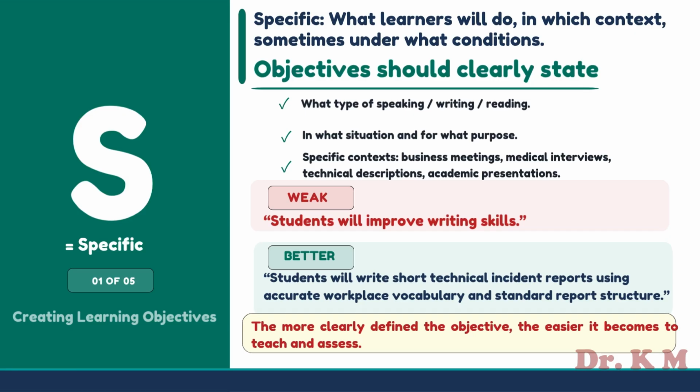Specificity is essential in ESP. Instead of saying learners will improve speaking, we should specify what type of speaking, in what situation, and for what purpose. A specific objective might mention business meetings, medical interviews, technical descriptions, or academic presentations. The more clearly defined the objective, the easier it becomes to teach and assess.